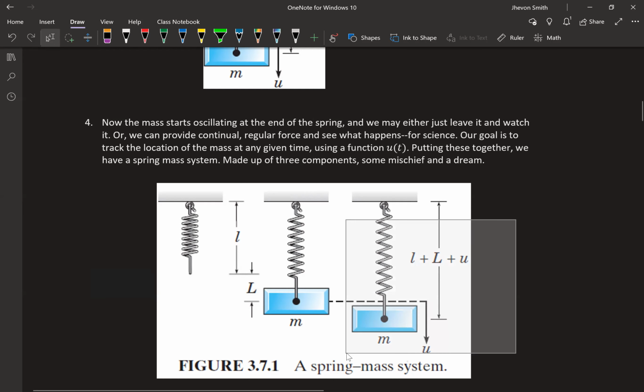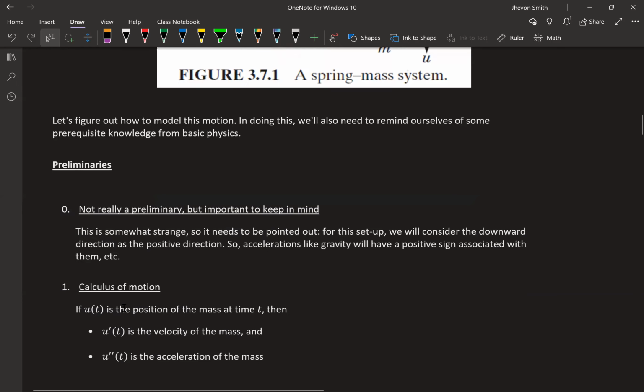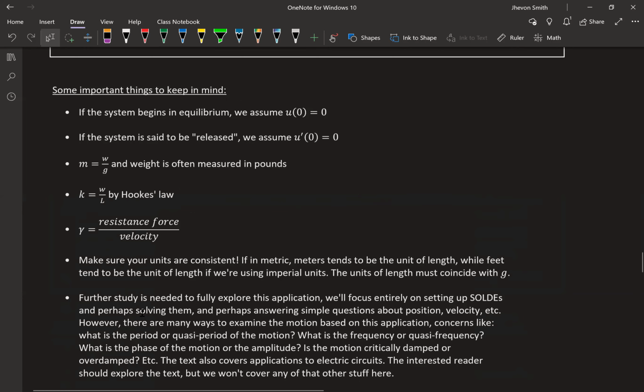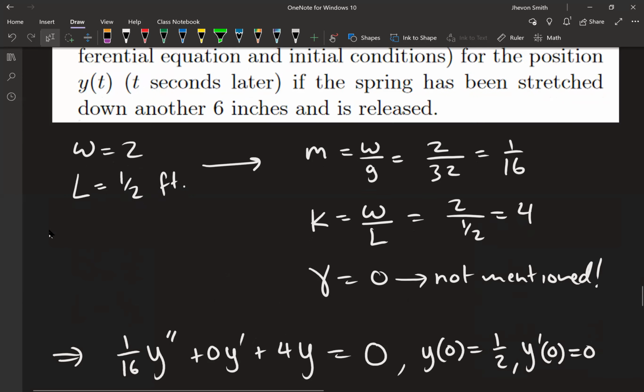Then when it's set in motion, the spring is extended even more by a function u, where u is measuring the displacement of the mass from the equilibrium position. So you can pick these guys out.